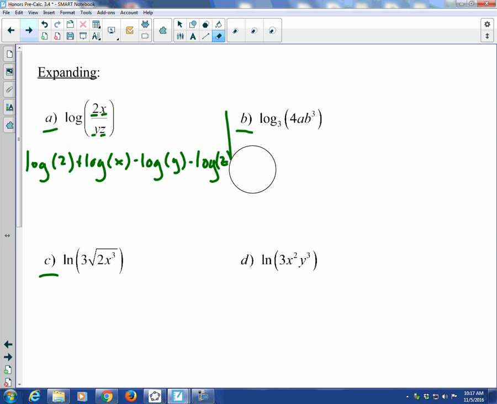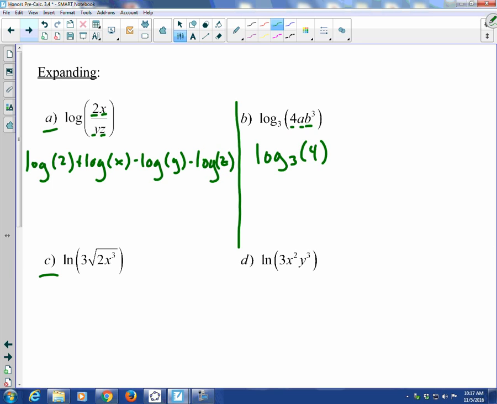expression, I'm going to erase this and make this a little more legible. If we're looking at our next expression, b here, we've got log base 3 of 4ab cubed. So right here we're multiplying 3 things, all in the numerator, so this is going to expand out into 3 positive log base 3s. We're going to have log base 3 of 4, and then plus log base 3 of a, and then plus log base 3 of b cubed.